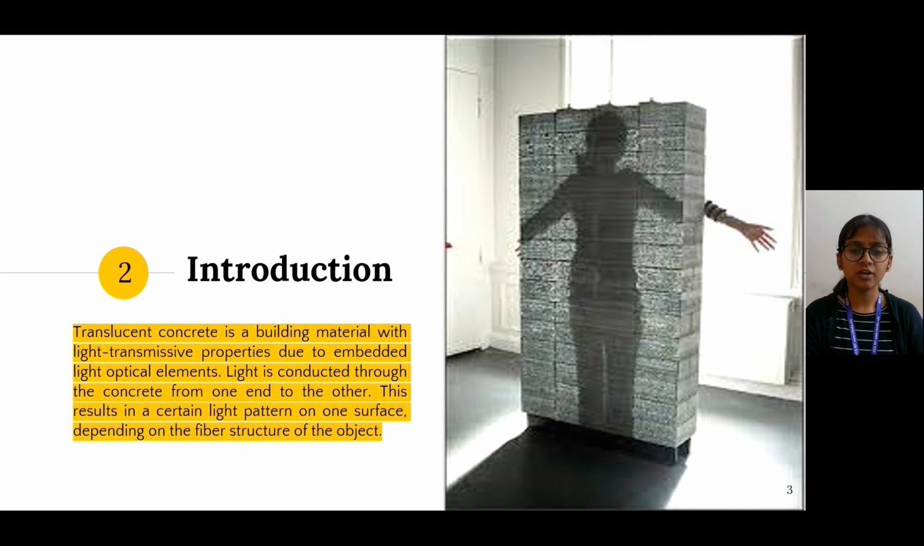Moving to the introduction, what is translucent concrete? It is a building material with light transmittive properties due to embedded optical elements. Optical fibers are used in making of translucent concrete. It is also known as transparent concrete as it can transmit light from one end to another end. By replacing coarse aggregate, translucent concrete is made.